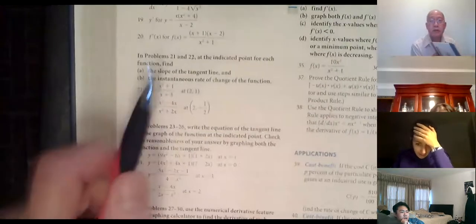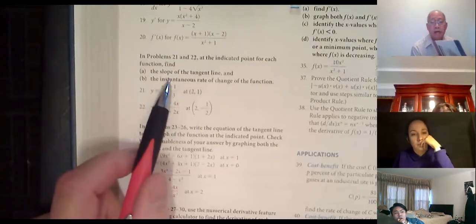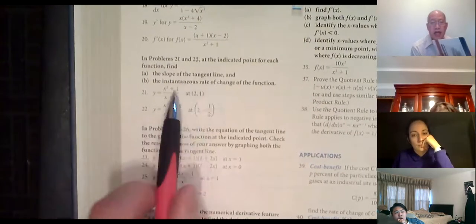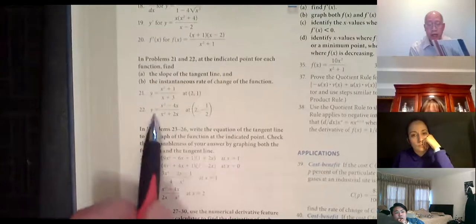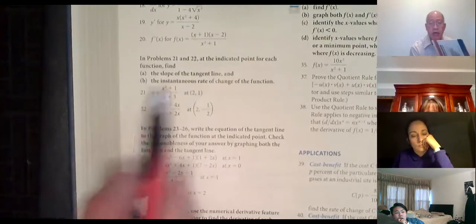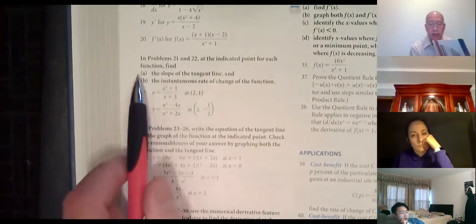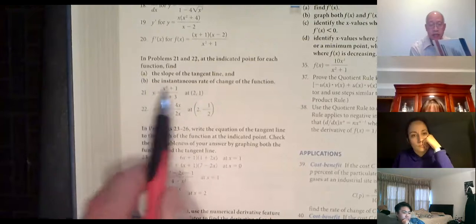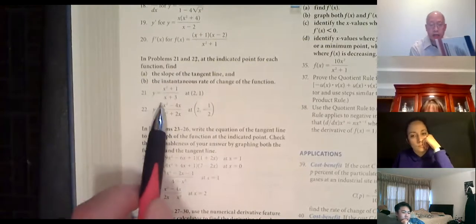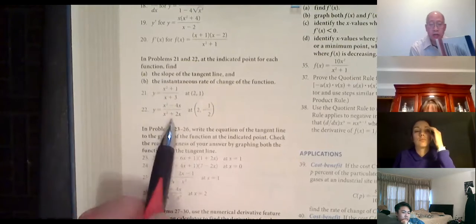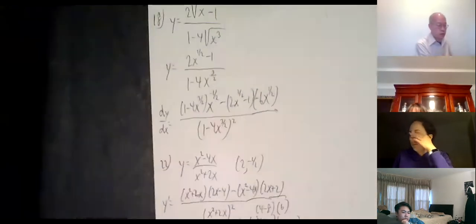Okay, 22. Recurring theme. Find the slope of the tangent line and an instantaneous rate of change of the function. It means derivative. So the answer is going to be the same for A and B. Once I figure it out, the answer for A, B is going to be identical. Instantaneous rate of change, slope of the tangent line, same thing. So y equals x squared minus 4x over x squared plus 2x.